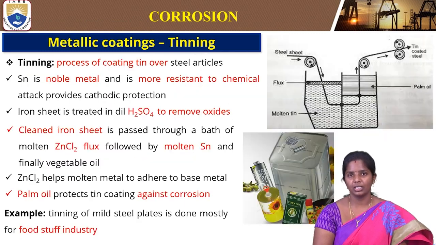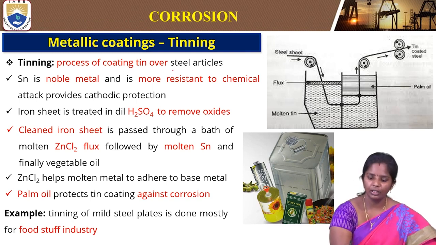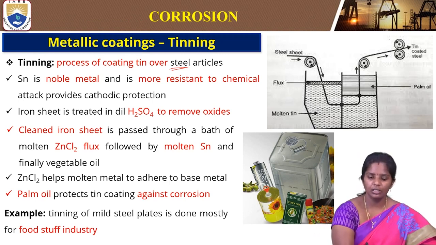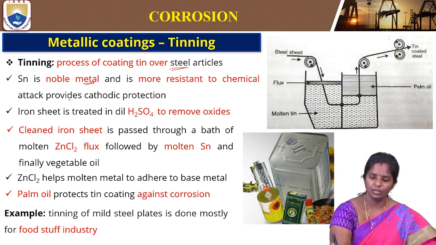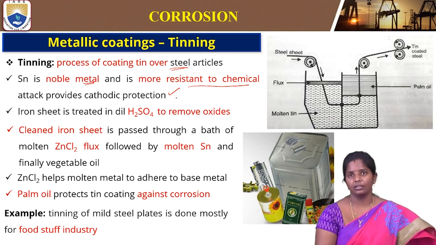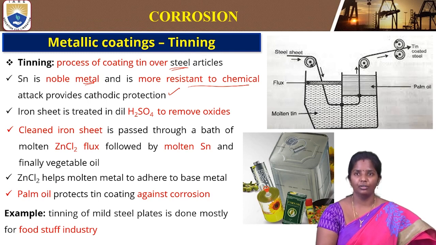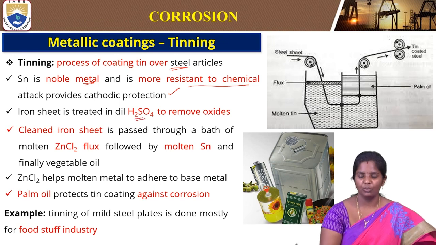Then is the tinning process. Tinning is nothing but coating of tin onto the steel articles. So the process of coating tin over steel articles is called tinning. Why? Because tin is a noble metal and is more resistant to chemical attack. So it is more resistant to chemical attack and provides cathodic protection. This is also a type of cathodic protection wherein it is very resistant to chemical attack and therefore becomes a cathode. Iron sheet is treated with sulfuric acid to remove any oxides.